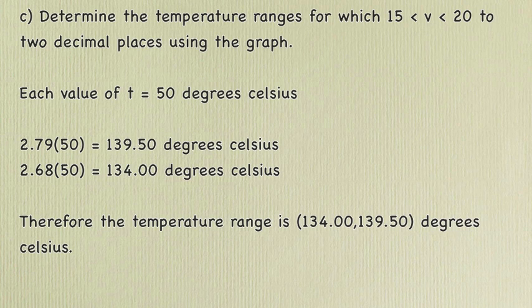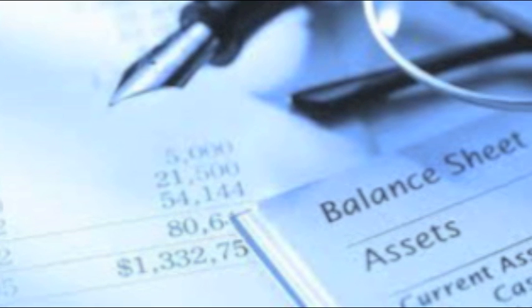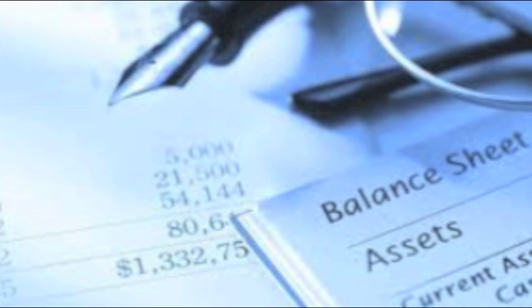Looking at the product that we've gotten for our temperature ranges, we must use round brackets in our interval to represent that it can be anything but the values of 134 degrees Celsius and 139.5 degrees Celsius. This type of solving could also be used in real-life application.